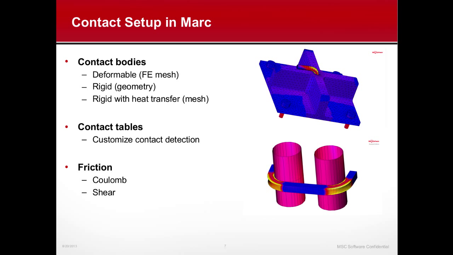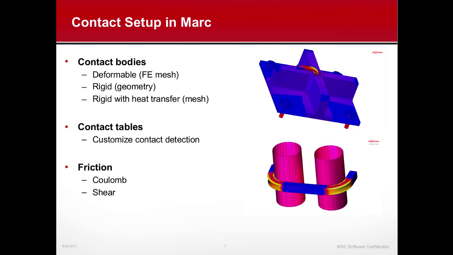And the other type of contact body is a rigid body, where you define it using the geometry, which could be curves or surfaces. As an example, you can see at the bottom, where the cylinders are the rigid bodies. These are not finite elements. These are just the geometric entities as they come from a CAD file. And there is also a mesh in this tube bending problem that you see here.